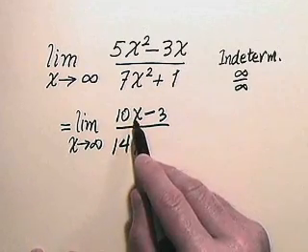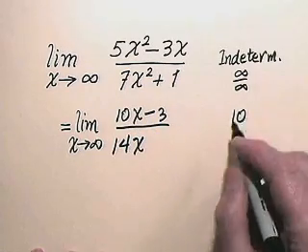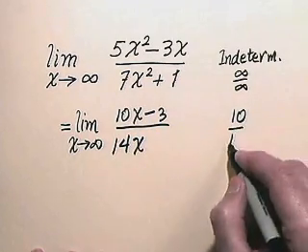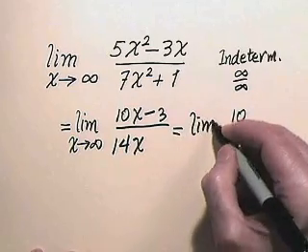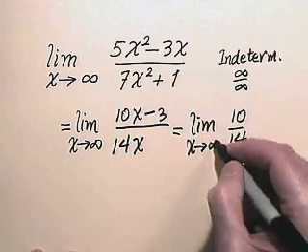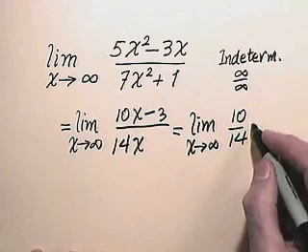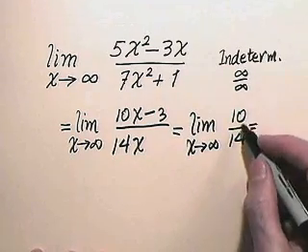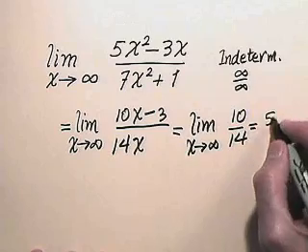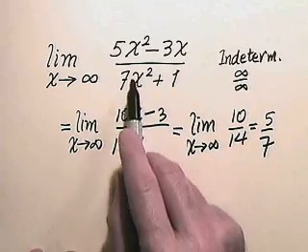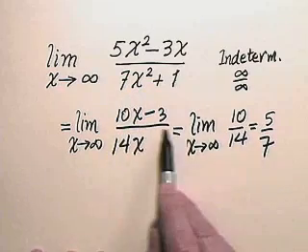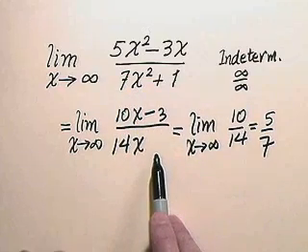The derivative of the numerator is simply 10. The derivative of the denominator is 14. And so now the question is, does this limit exist? Well, that limit exists and is obviously 10/14. Canceling 2's, we're going to get 5/7. So, pretty easy, 2 steps here of simple differentiations. L'Hopital's rule gave us the answer.